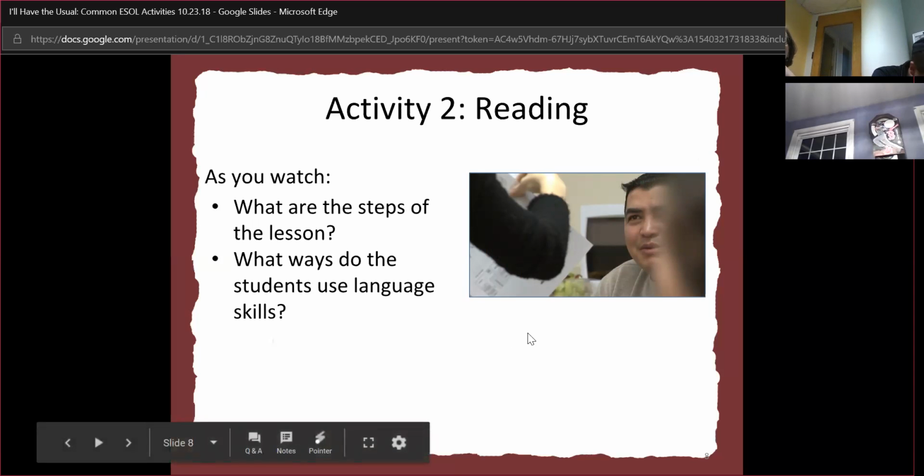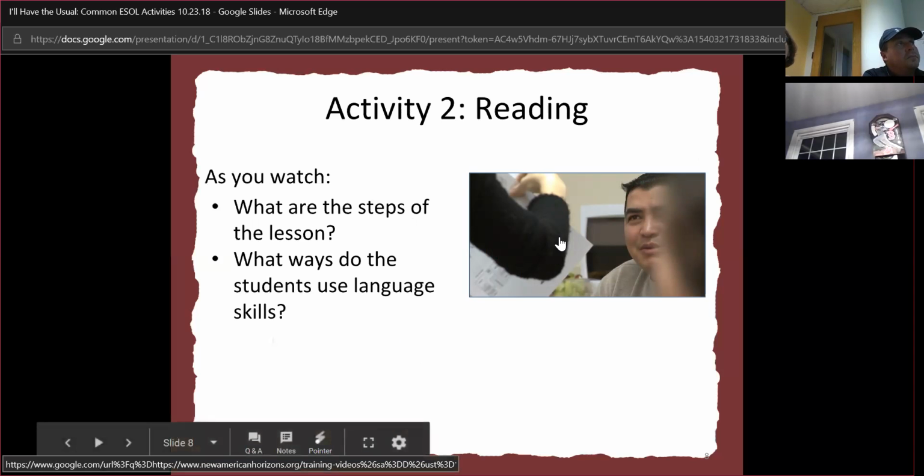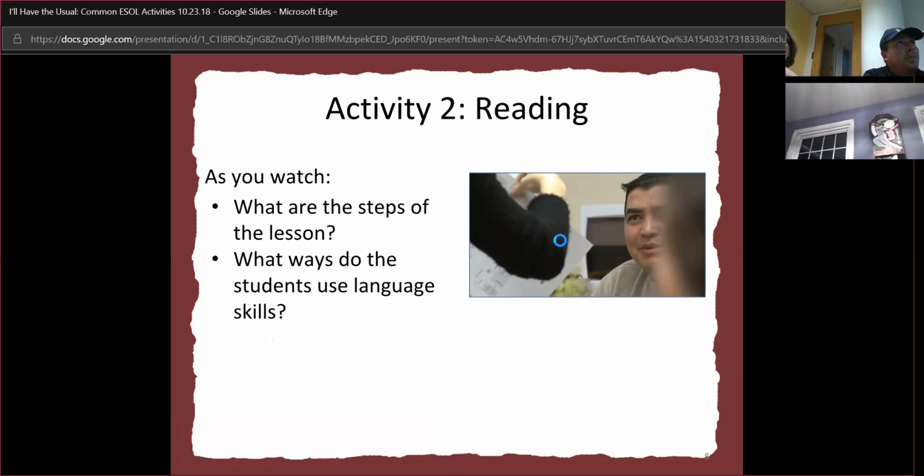So the second activity is reading, and again, notice the steps of the lesson and the ways that the students use language. And again, the emphasis is making sure that the students do more talking than you do, in general. It's supposed to be teachers talk 30% of the time and students talk 70% of the time.